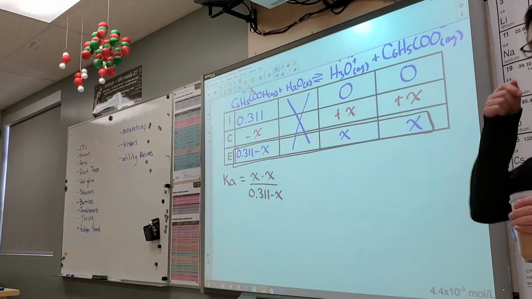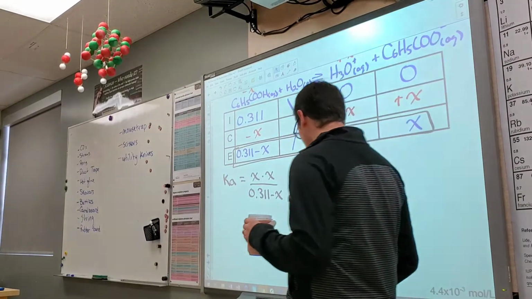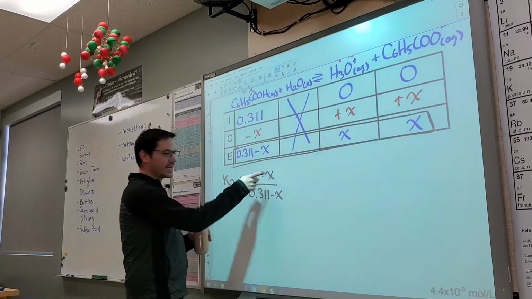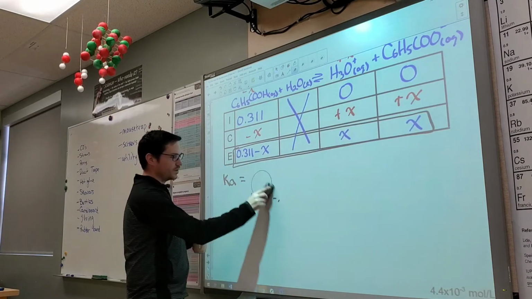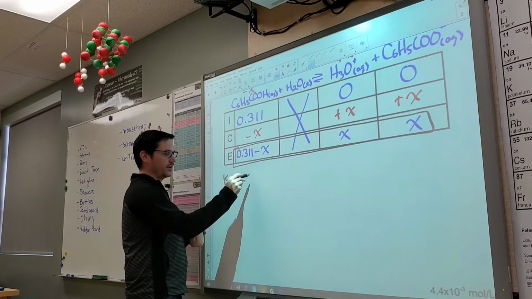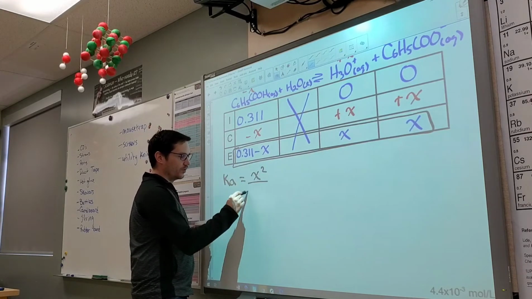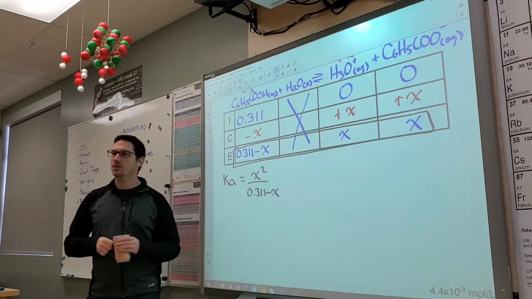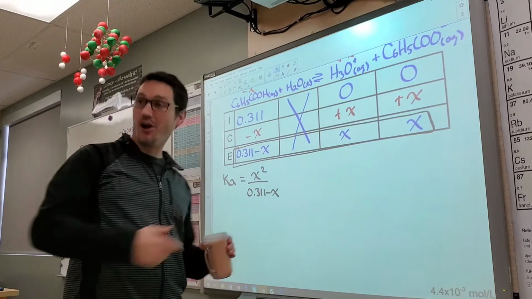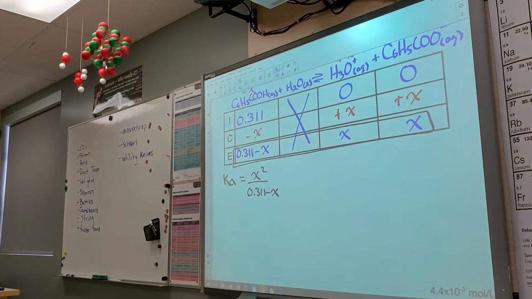Well, you can't square root this, because what is x times x? It's x squared, right? So this is actually x squared over 0.311 minus x. Now, I could try to square root this, but can you square root a non-square at the bottom? Oh no, you can't.